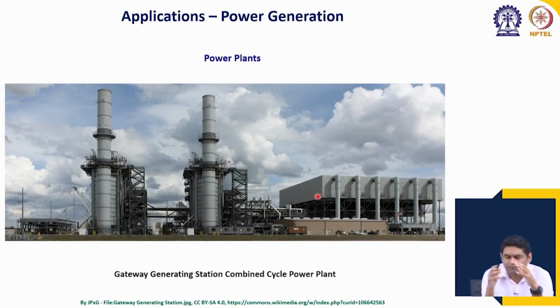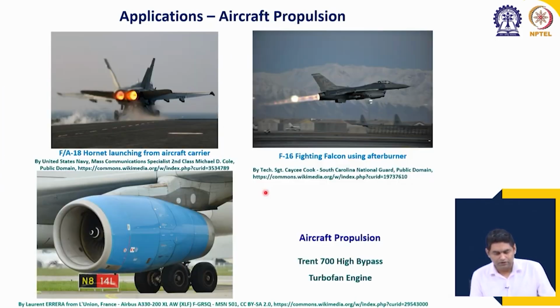So, you can see one example of a combined cycle power plant. This is known as the Gateway Generation Station, and we will not go into further detail of this, but you can see the various ducts and the stacks and basically the engine housings here.